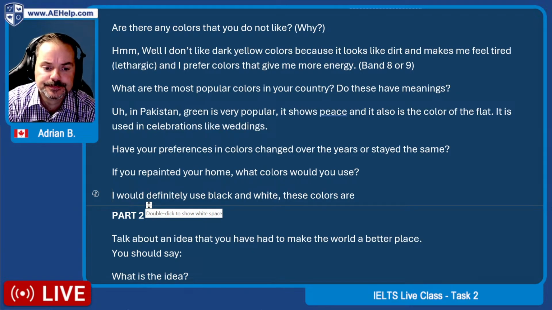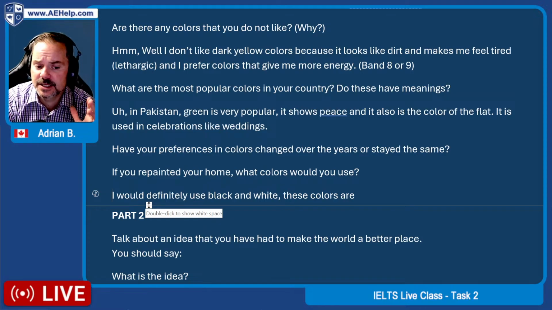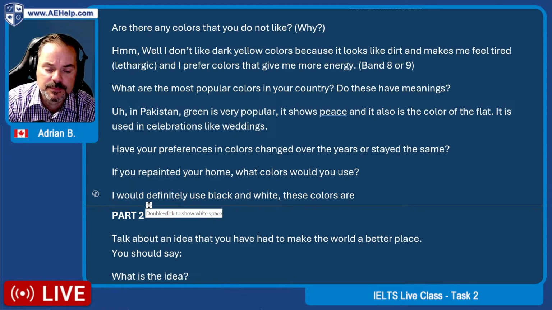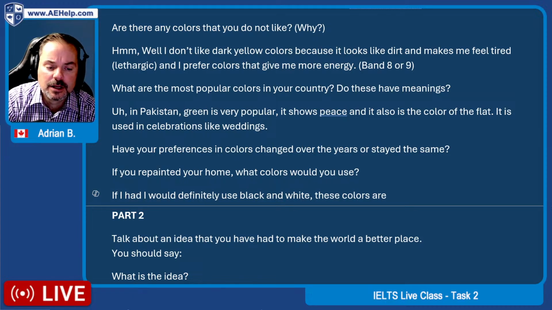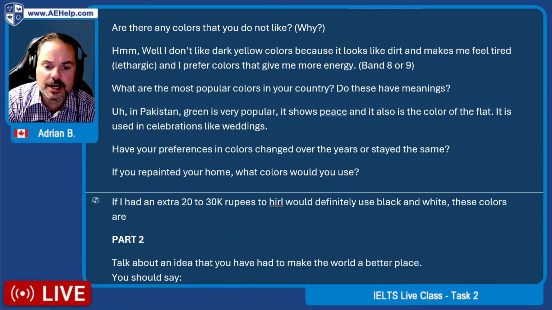Basically, it depends on how much space is required for painting. For estimating, maybe 20 to 30,000 if I paint a short house. If I have a tall house, maybe it will be more money. So 20 to 30,000, is it rupees in Pakistan? Yeah, in rupees.